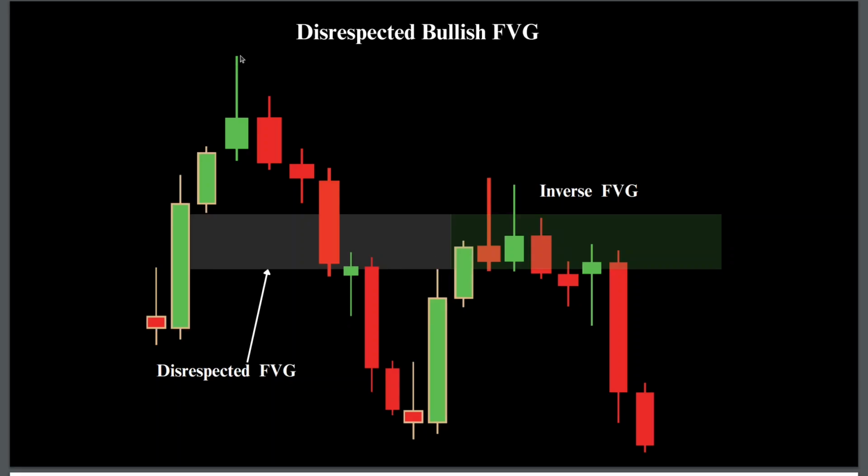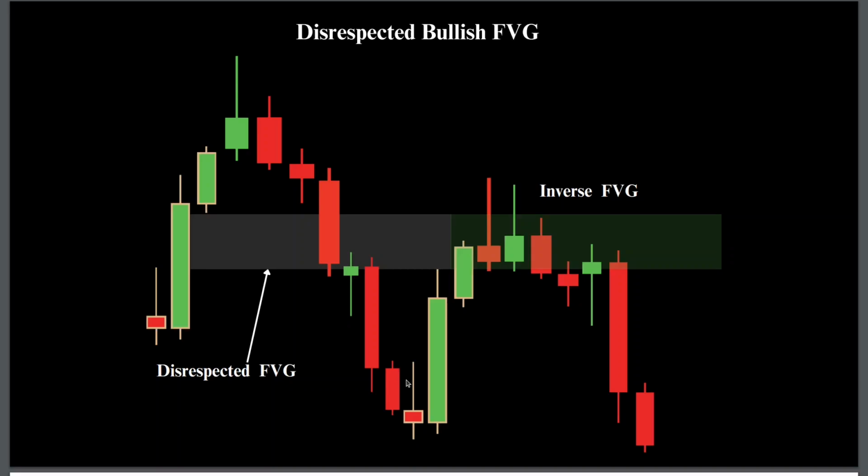Assuming my draw on liquidity is here, I'm targeting this draw on liquidity, and as I see this fair value gap being disrespected here, then I won't participate in that trade. I need to wait for further confirmation to show me that my bias is still bullish. For example, I'm in a trade and I see that my bullish fair value gap has been disrespected and price moves past that fair value gap.